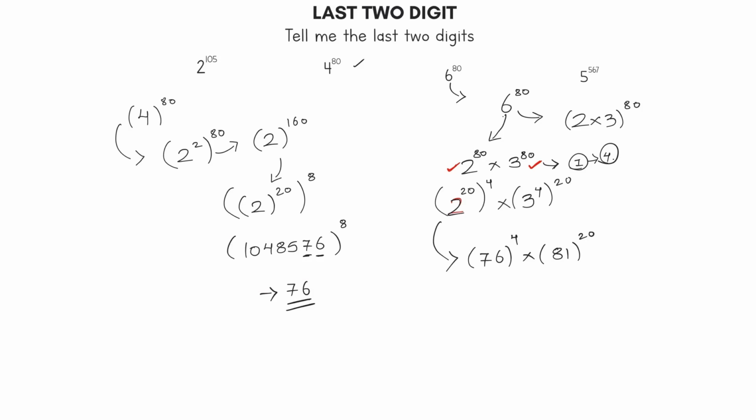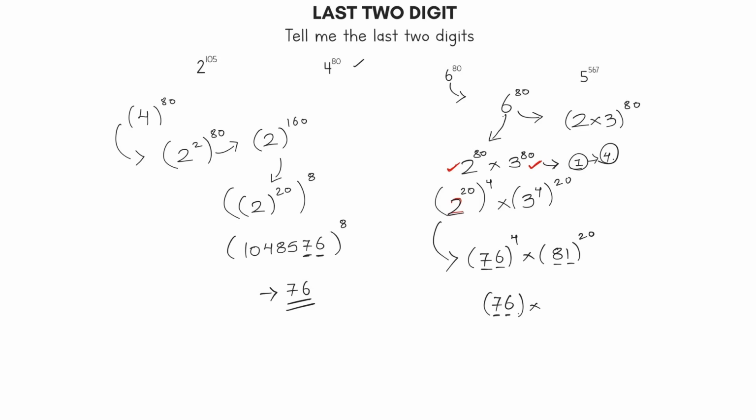Now I have to solve this. Since this is 76 raised to anything, the last two digits will always be 76. If you are able to imagine, I am not writing the entire number, just the last two digits of this and the last two digits of this. So 76 raised to 4, the number will be big, but what are the last two digits of that number? 7 and 6. So I write only that, into 81. 81 raised to 20 in itself is a very big number, but what are the last two digits of that number?